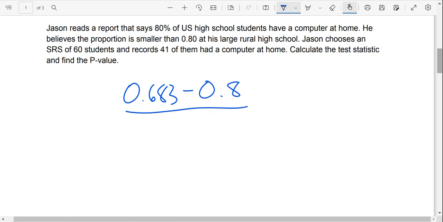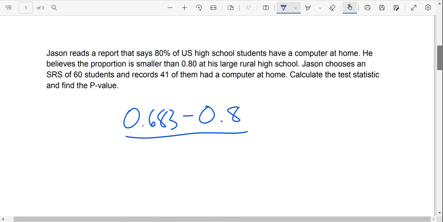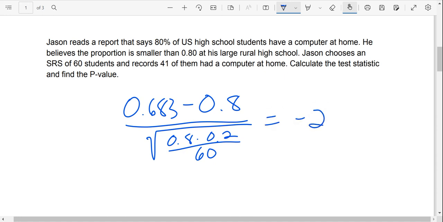It's all divided by what? The standard deviation of the statistic. How do you find the standard deviation of the statistic? Well, you do the square root of 0.8 times 0.2 all over the sample size, which is 60. And what do you get when you solve that? You get negative 2.27. So that's our test statistic for part A.